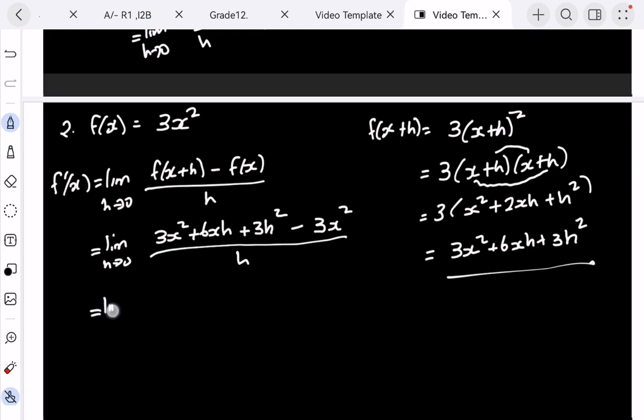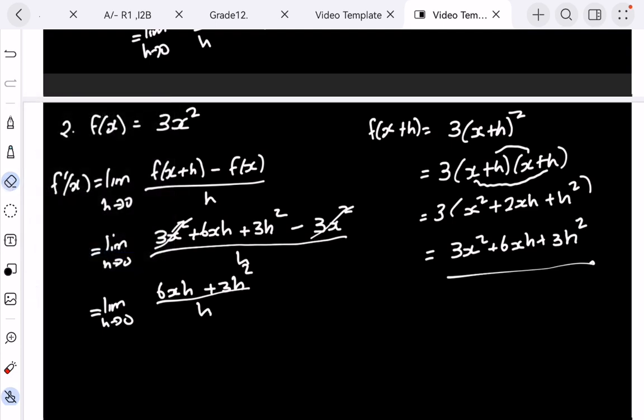So do you see what happens? 3x squared will cancel 3x squared. This will cancel this. When you're writing, guys, I don't think it's necessary to cancel things. I think they make your equations untidy, right?